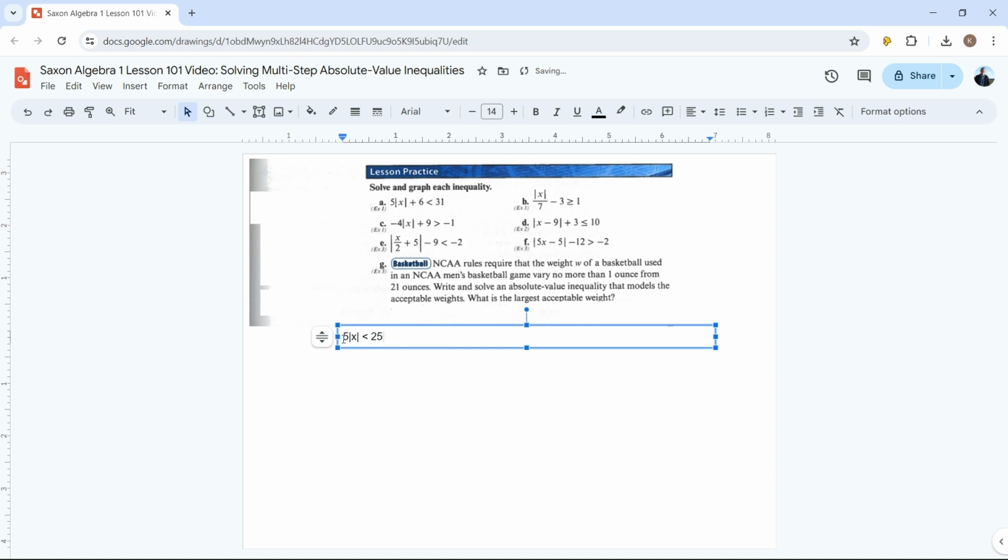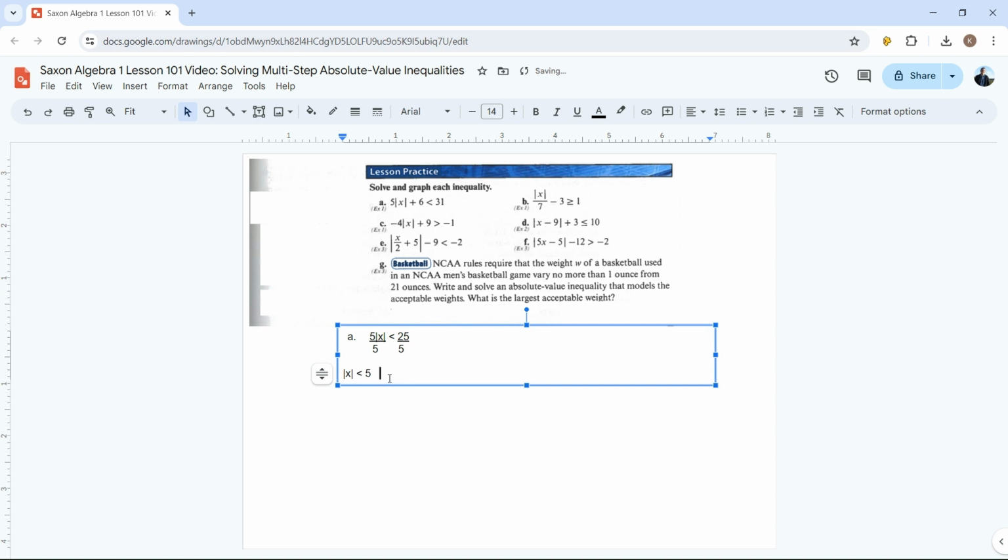I should probably put a letter A in front of this so we know which problem we're working. Next, I'm going to go ahead and divide both sides by 5. When I divide both sides by 5, I'm going to end up with just the absolute value of x on the left is less than 25 divided by 5, so it's less than 5 on the right. And now the rest of this is really easy to solve.